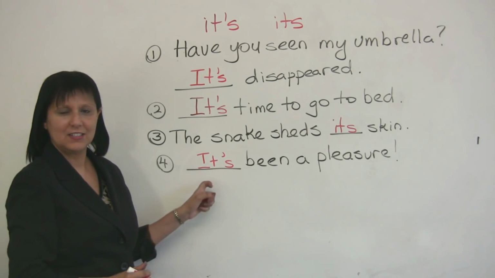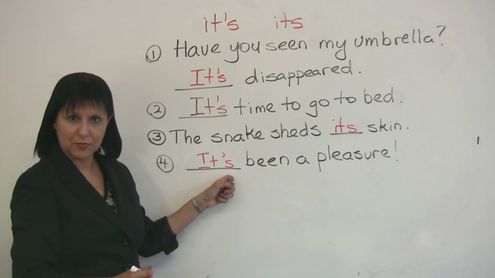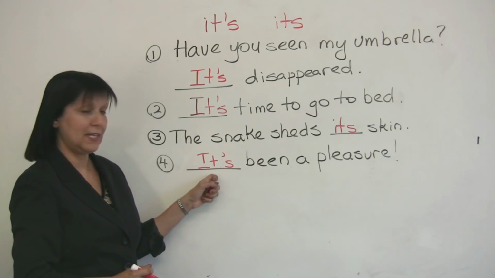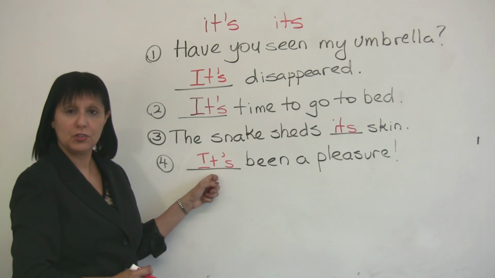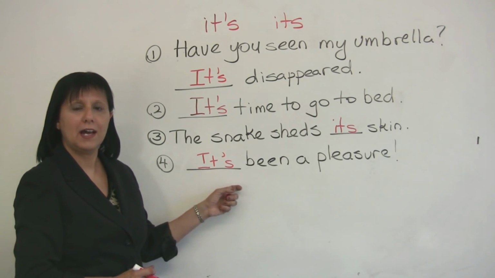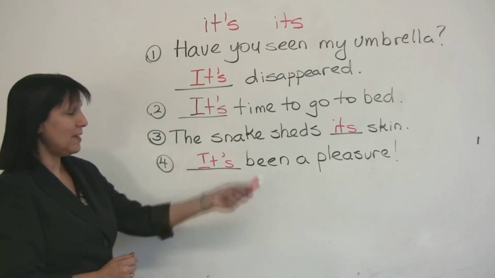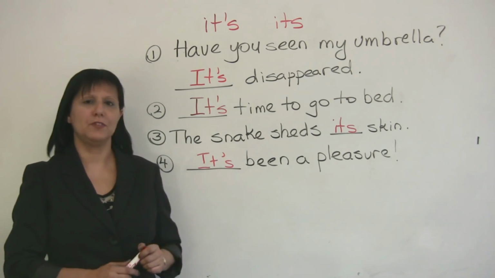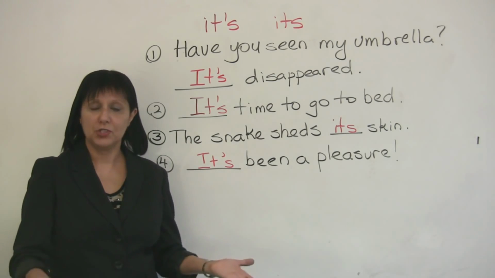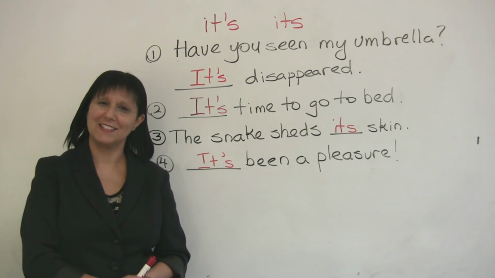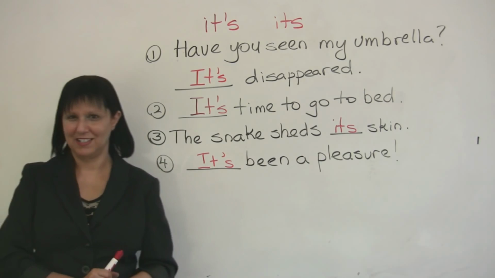Okay? So again, we would use the apostrophe here because what we're really saying when we say it's been a pleasure, we're saying it has been a pleasure, right? Okay. So as you can see, it's a little bit more confusing when you actually try it out, which is why you should practice a lot, especially with this one, okay?